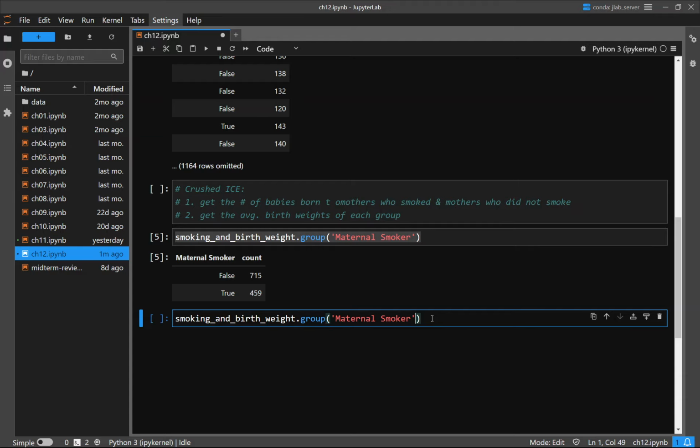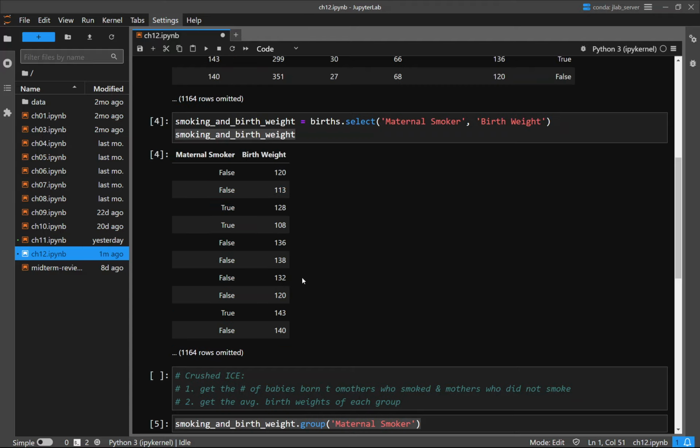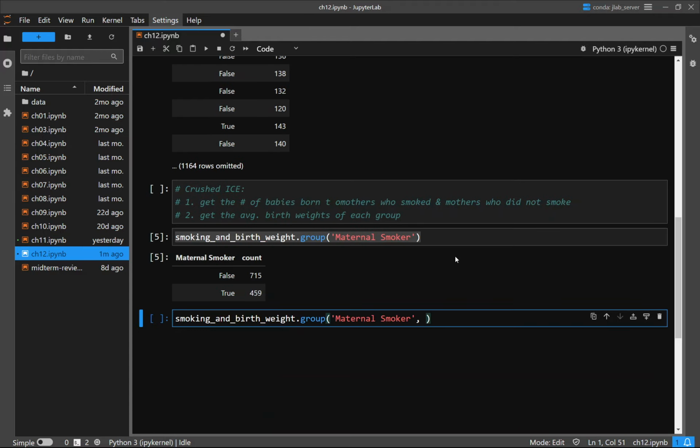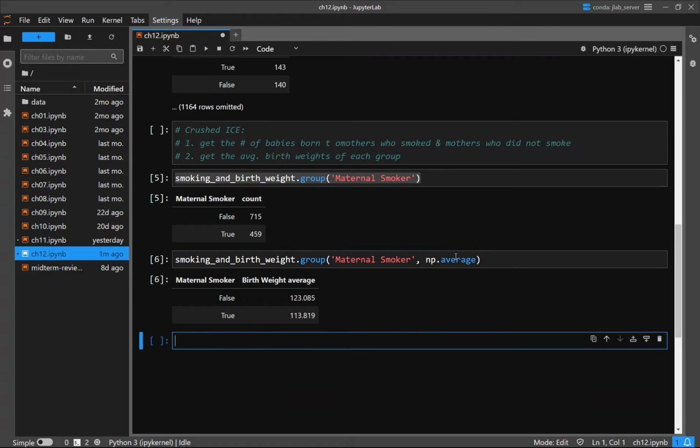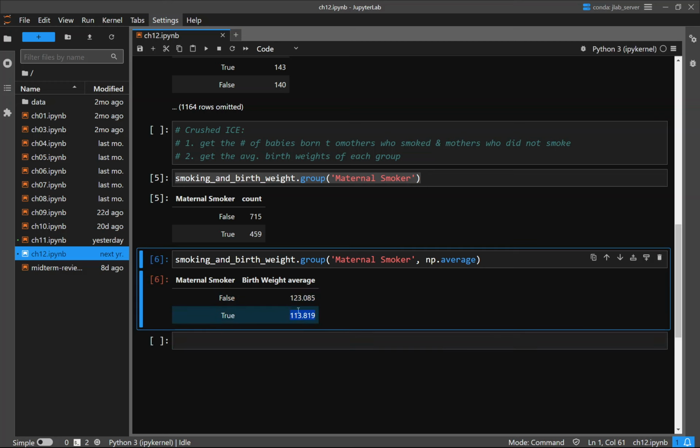And if we want to get the average birth weight instead of just the count, because that's the only other column, we can do np.average. So we'll do it like that. Yeah, and you can clearly see that, I think it's in ounces again, on average, the babies weighed 10 ounces heavier to mothers who did not smoke during pregnancy. Crazy. So those are our two data sets.